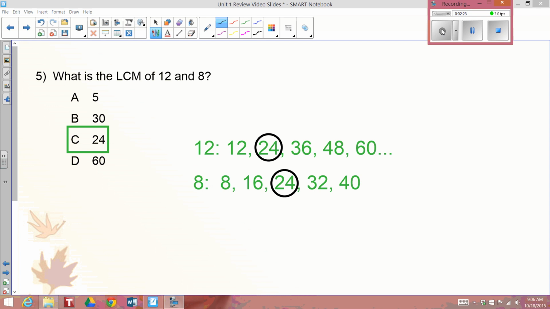In order to find common multiples, I just start counting by that number. I started counting by 12, I started counting by 8, and then I matched up any common multiples, and that was 24. The least common multiple is the first common multiple there is, and the first common number that 12 and 8 have is 24. So the LCM of 12 and 8 is C, 24.